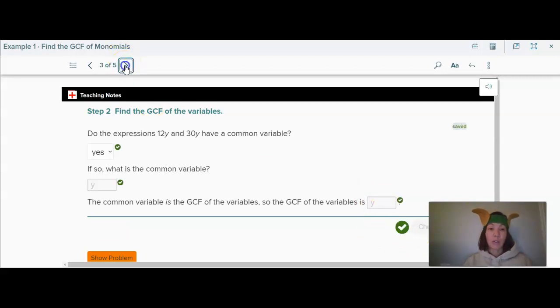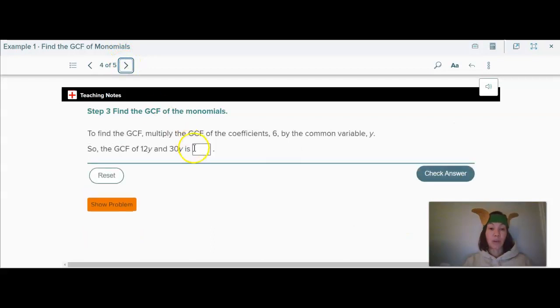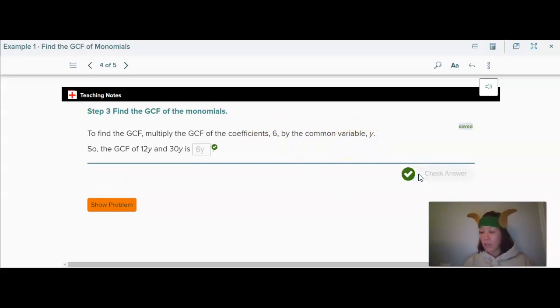And so our final answer, the GCF of the entire expression, is the GCF of the coefficients and the common variable. So 6y would be my GCF for this one here. So pause the video, see if you guys can find on page 260, the check problem, the GCF of 24a and 32a.